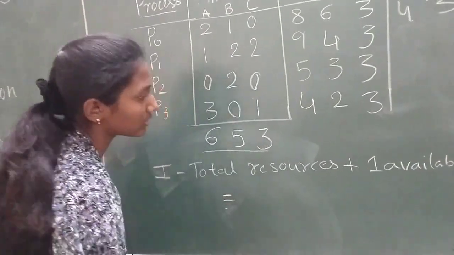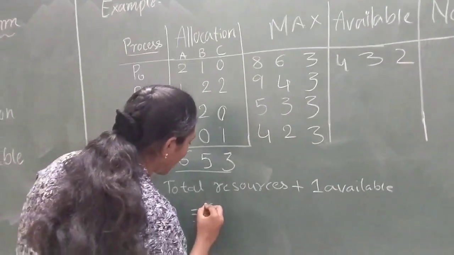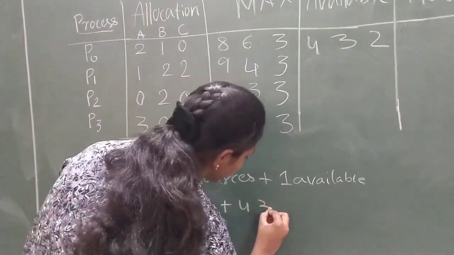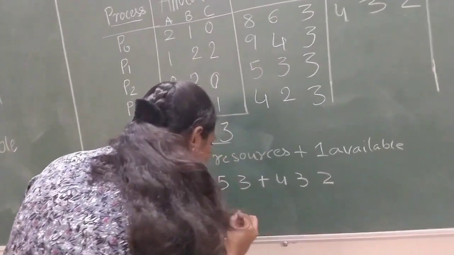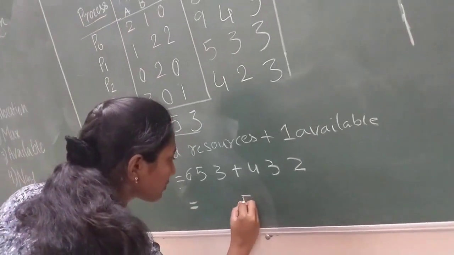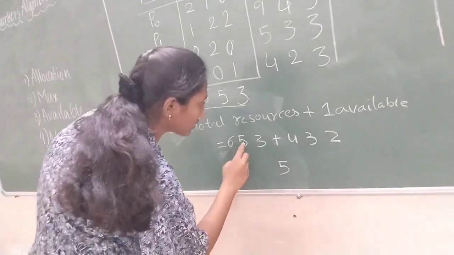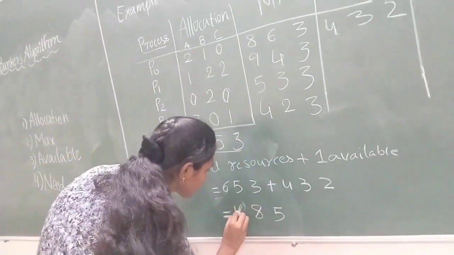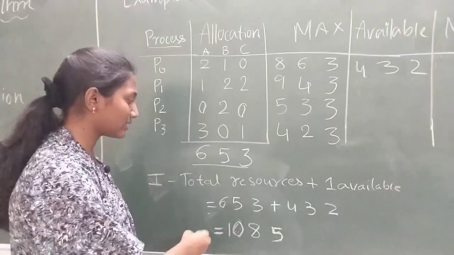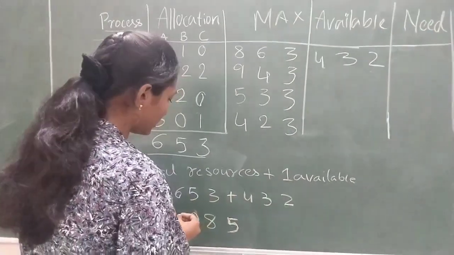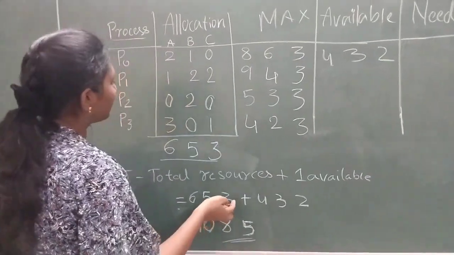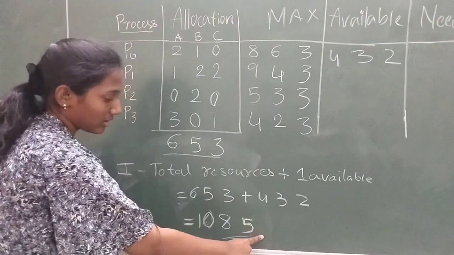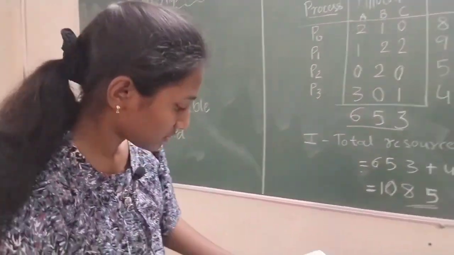So the total first available is 653 plus 432, which equals 5, 6, 8 and 6. This is the first step, total resource plus first available. So we are just adding 653 and 432. This is the first step.